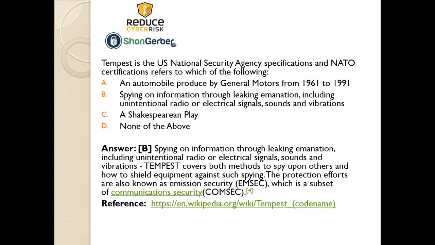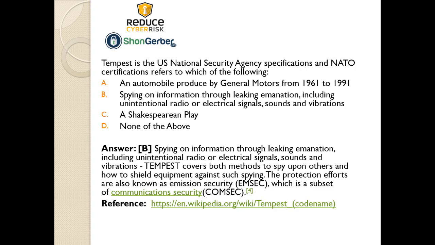Again, Tempest is a U.S. National Security Agency specification and NATO certifications refer to which of the following? An automobile by General Motors, spying through leaking of information, a Shakespearean play, or none of the above. And I think you guys probably figured this one out. Answer is B, right? I had a hard time finding this. I know what Tempest is. I dealt with that many times in my life, but I was trying to think of some other cool ways of using Tempest, because Tempest kind of just gives itself away. But I did not know there's an automobile made by General Motors that was a Tempest from 61 to 91 for 30 years. But it's basically spying on information through leaking, including unintentional radio or electrical signals, sounds, and vibrations.